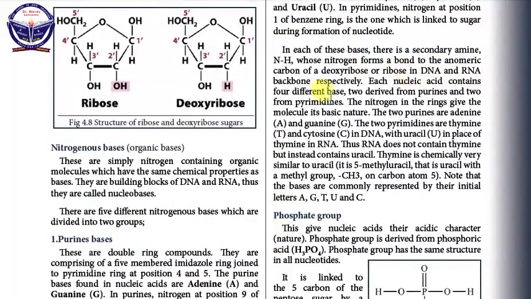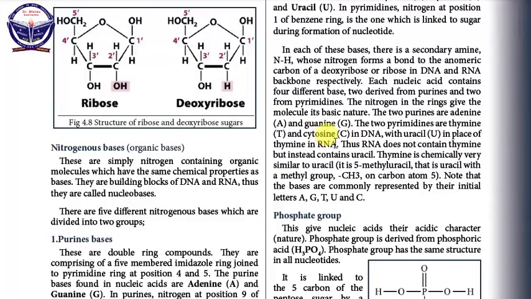Each nucleic acid contains 4 different bases, 2 derived from purines and 2 from pyrimidines. Kwa hiyo nucleic acid yoyote itakuwa na base 4, 2 which are of purine category and 2 from pyrimidine category. The nitrogen in the rings give the molecule its basic nature. The 2 purines are adenine and guanine. The 2 pyrimidines are thymine and cytosine in DNA, with the uracil in place of thymine in RNA.